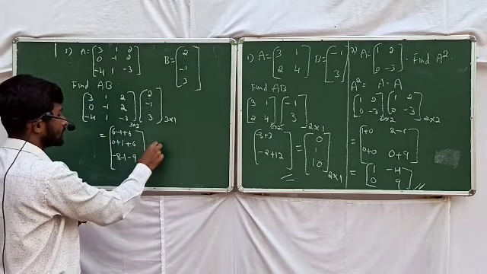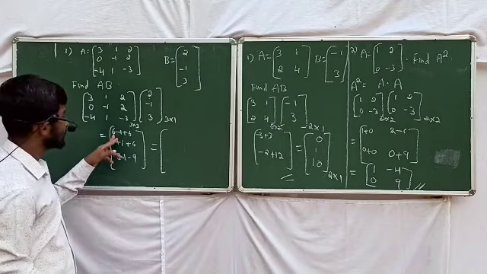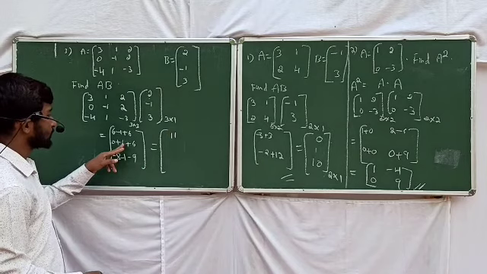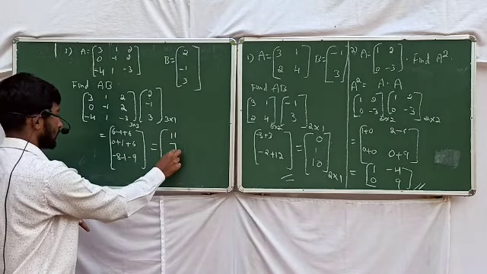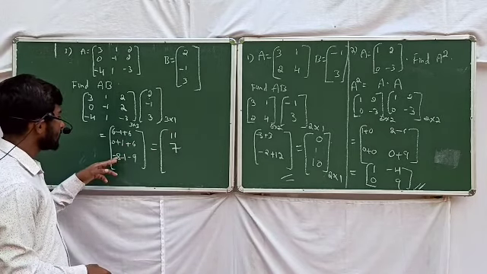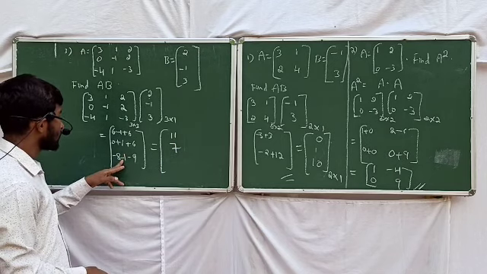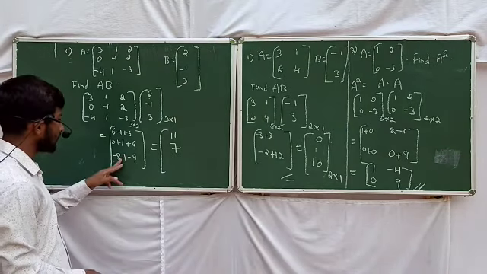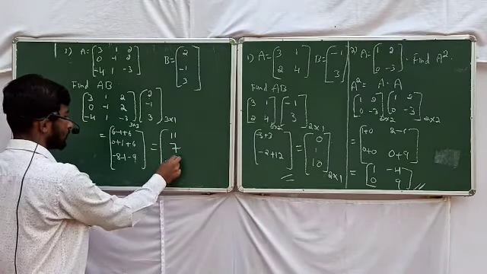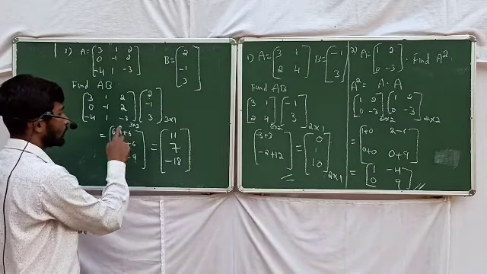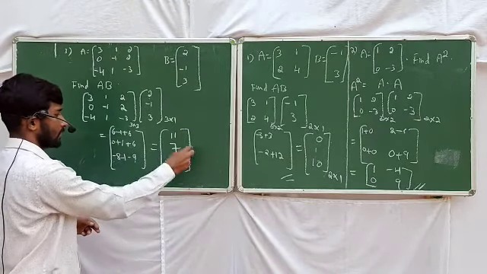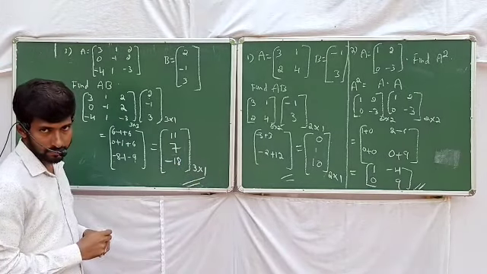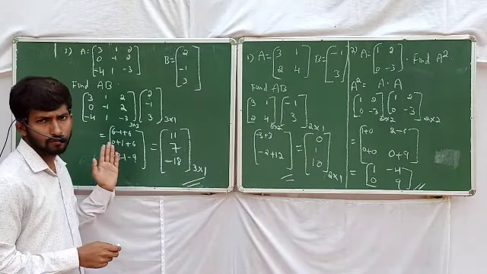Now simplify this matrix. 6 plus 6 is 12, minus 1, it's equal to 11. 6 plus 1 is equal to 7. Here, -8 minus 1 minus 9, that is -18. What's the order? Order is 3 by 1. You can observe 3 rows and 1 column is there. This is the answer for the third question.